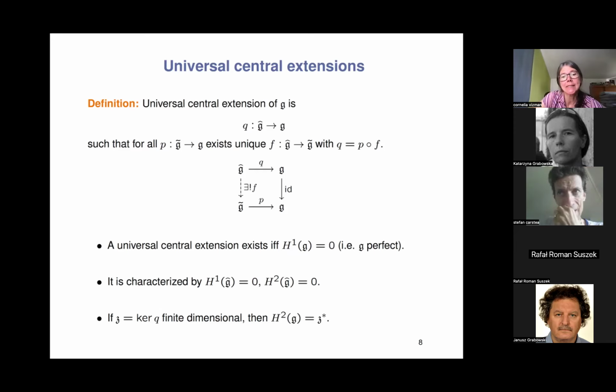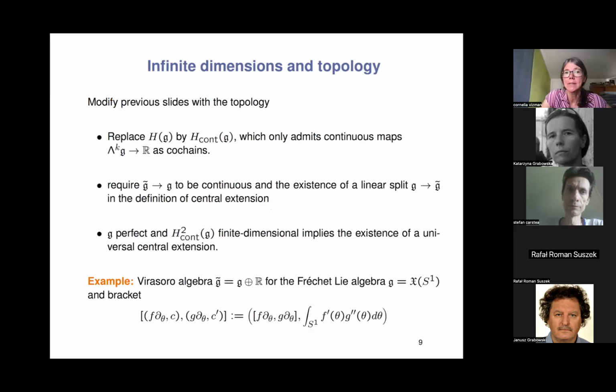And the G hat, this Lie algebra universal central extension, has the property that H1 and H2 are both 0. And if the kernel of the universal one, I denote it again by zeta, is finite dimensional, then we can read the second Lie algebra cohomology as the dual. But we can do these things also in infinite dimensions, but in this case, we have also the topology.